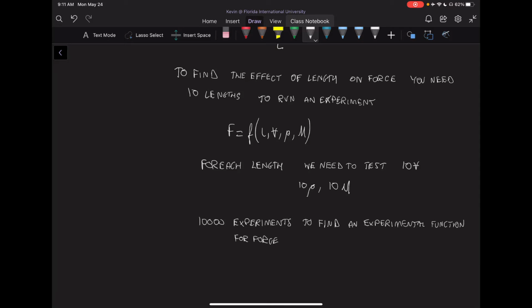Seems like a bit of a tedious problem to do, right? Well, with dimensional analysis, we can actually reduce this amount of experiments to a lot less experiments, essentially. So we can say that with dimensional analysis, we can reduce the amount of experiments drastically.